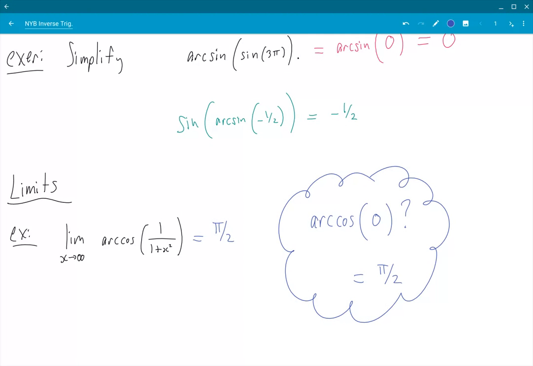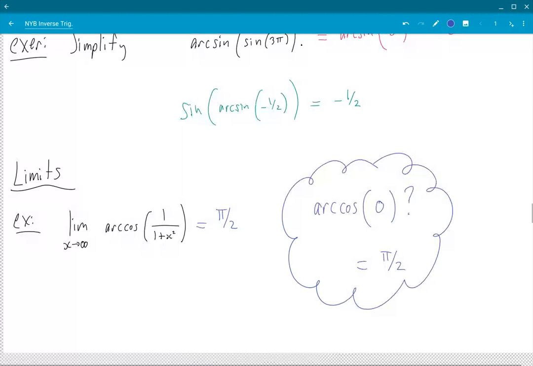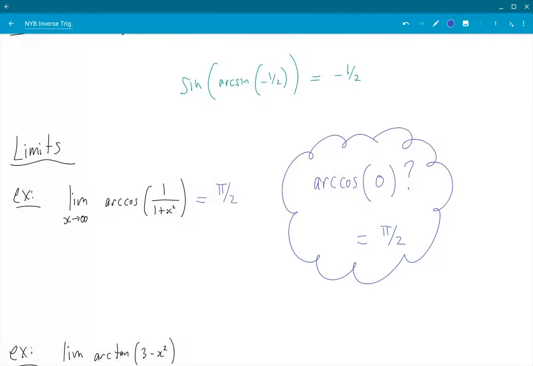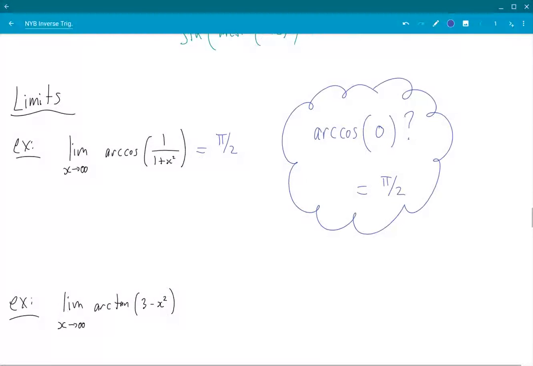Again, the reasoning being that this fraction is going to 0. So I'm asking, what is arccosine of 0? That is what my function here is approaching. Okay, how about arctan of 3 minus x squared?